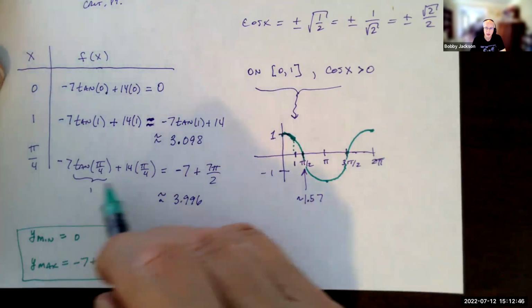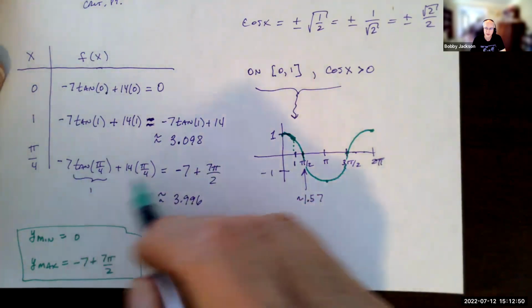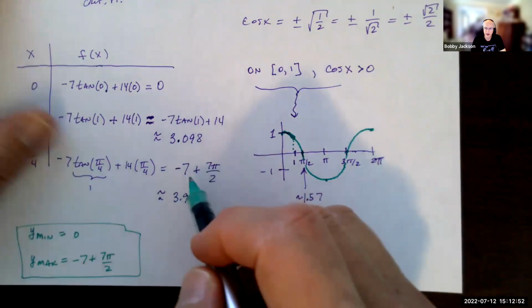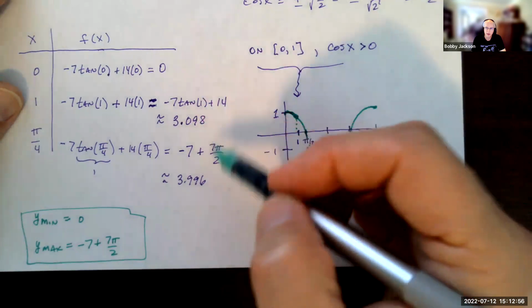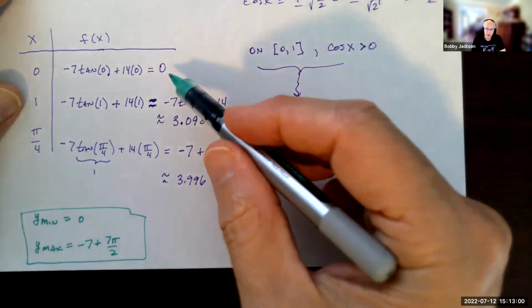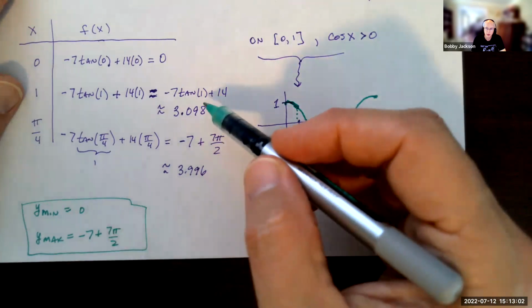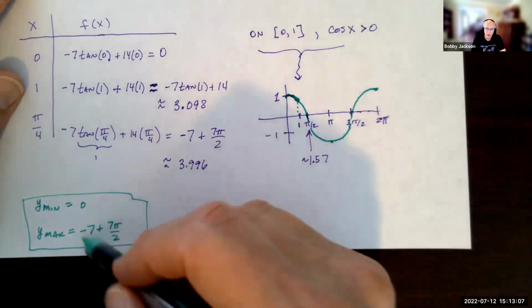So tangent of pi over 4 is 1. And this is 14/4 or 7/2. So -7 times 1 gives me this. This is the exact value using a calculator. That's about 3.996. Okay, so the approximations are important because we'll want to know which one is smallest and which one's biggest. Well, the smallest is 0. That's our minimum. The largest is 3.996. So this value, the exact value, that's the max.